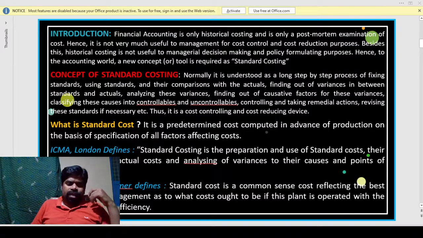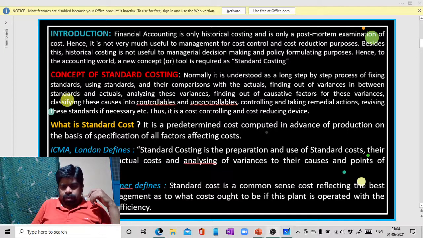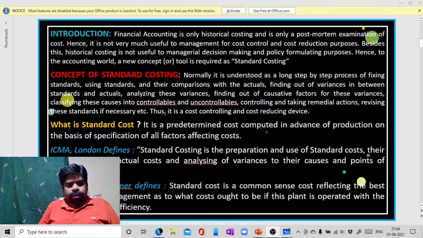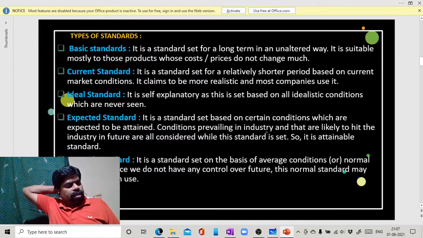Next, types of standards. So standards are to be set up before producing the products. So you have to set up standards. So we have various types of standards. Let us see one by one.